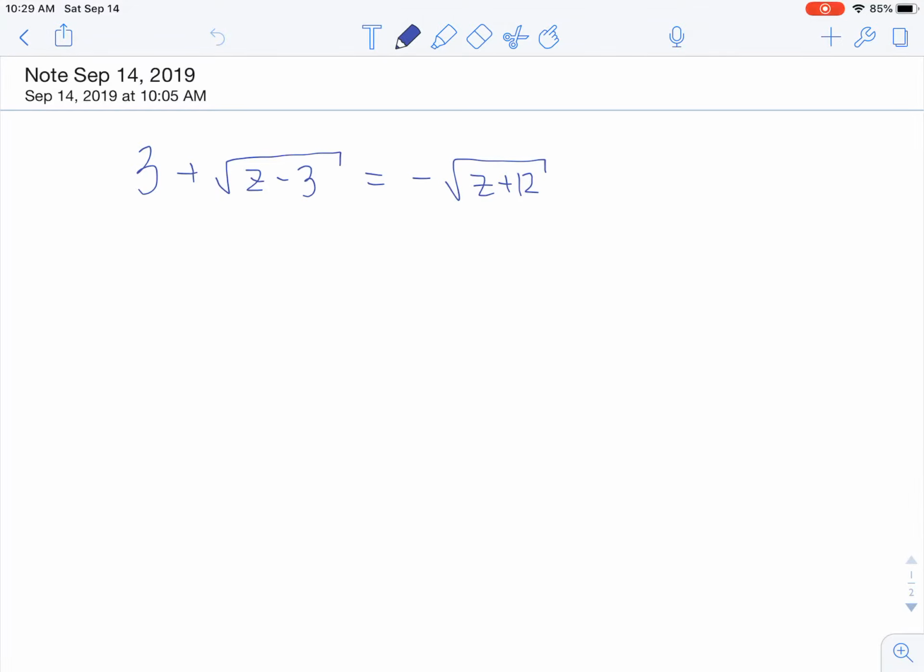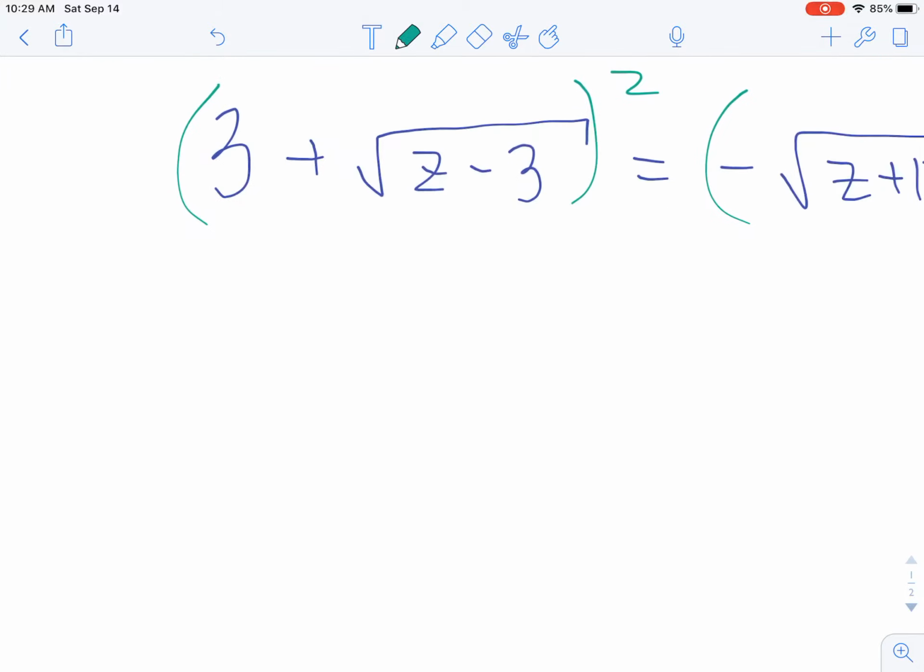Okay, so here we have a radical equation with radicals on both sides. So the first step is to square both sides. So let's focus on the left-hand side first.